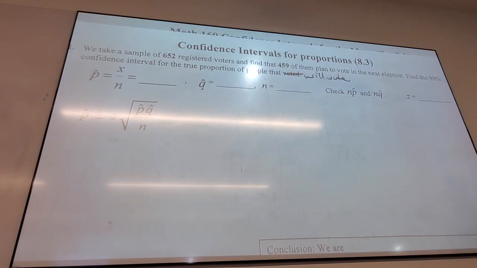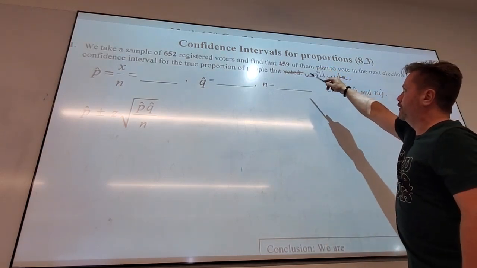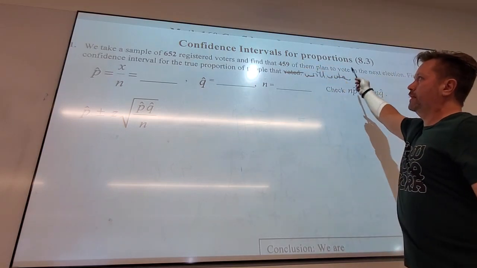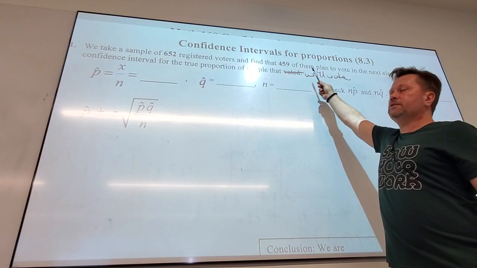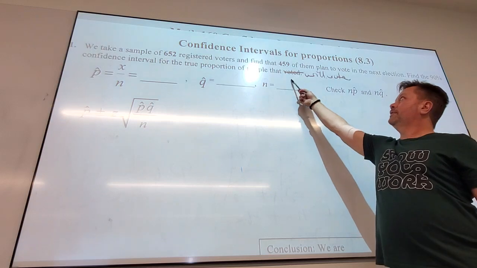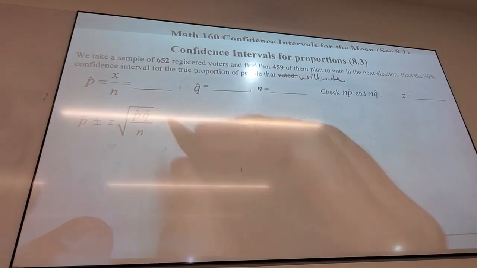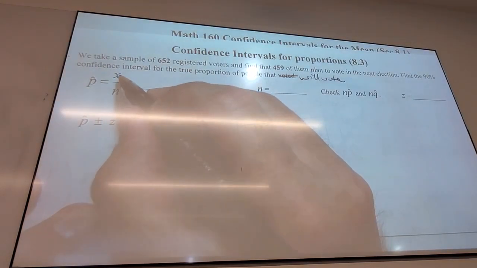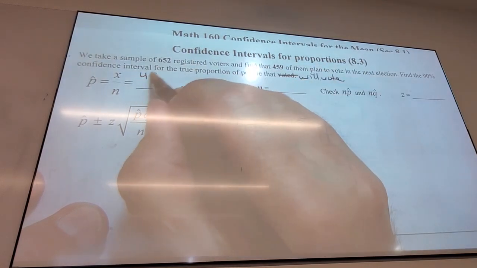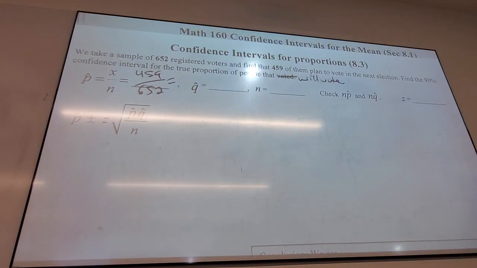P hat is the sample percentage. If I just told you we talked to 652 people and 459 of them say something, what's the percentage of them that said something? What's the percentage of the people that said they're going to vote? How many out of how many? 459 out of 652. Sure enough, that's what this is. I don't know if you guys remember from binomial, X is the number of successes. How many people said yes, they're going to vote? 459. Out of how many total people? 652. Now, you ready? P hat and Q hat must always be rounded to at least 3 decimal places.